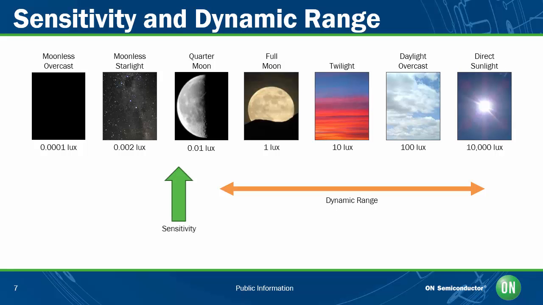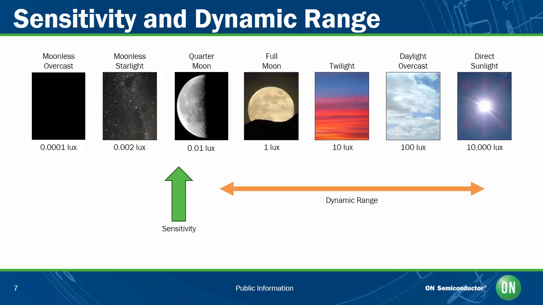Now, to capture an image in uncontrolled lighting conditions, like a dark alleyway at night, you need both sensitivity and dynamic range. The sensitivity to be able to see deep into the shadows, but dynamic range to extend the image capture all the way through to the brightest part of the scene without introducing imaging artifacts or losing image detail.